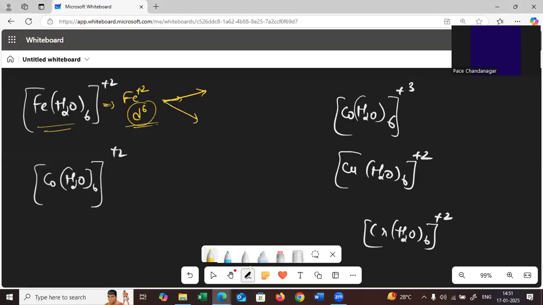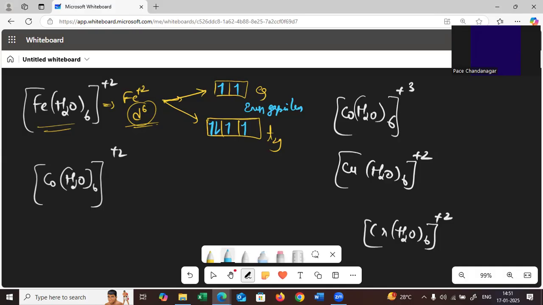Your lower set will be t2g, and the upper will be the eg set. For d6 you are filling 6 electrons, and this is a weak ligand, so the energy gap is less. I would fill 1, 2, 3, then 4, 5 in the upper set, and then the 6th one in the pairing in the lower set. You have to fill it up this way.